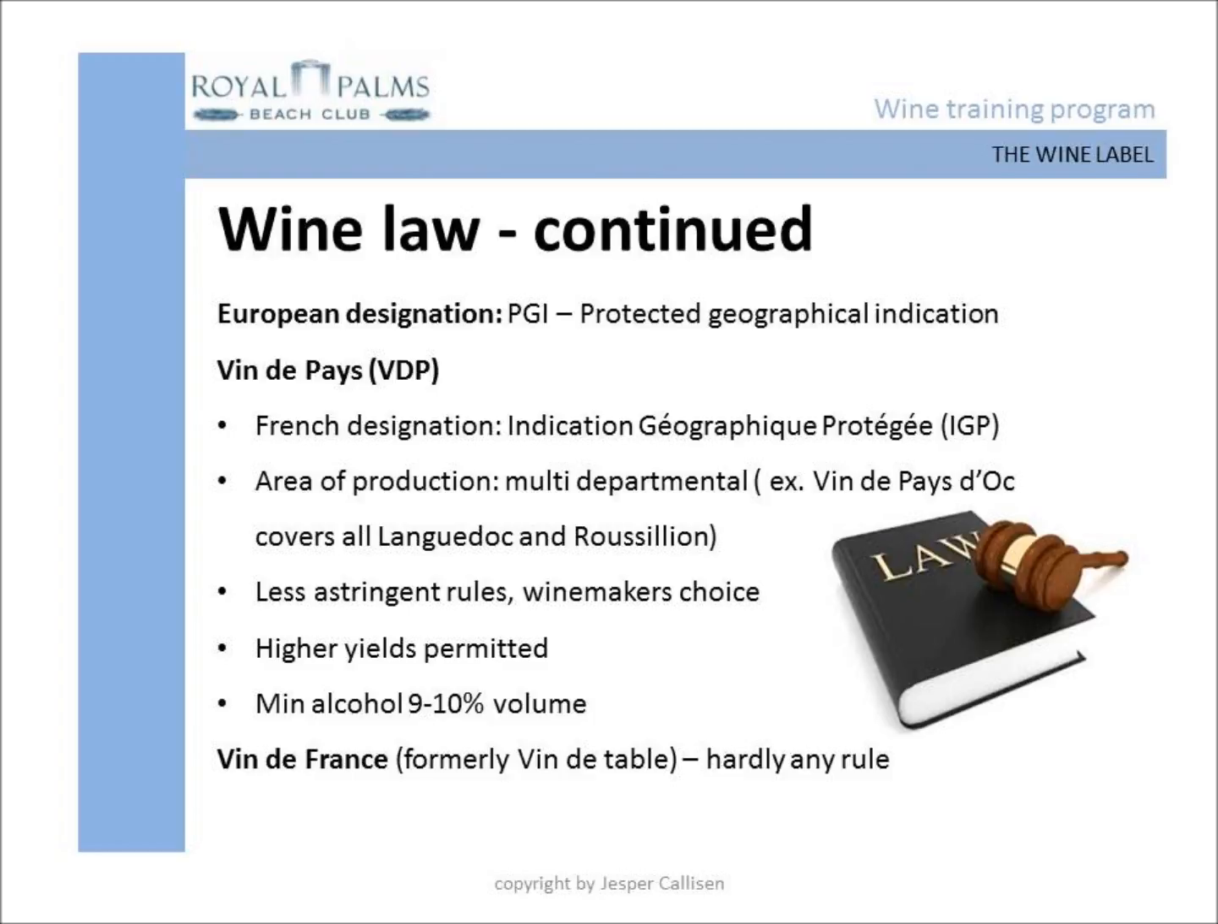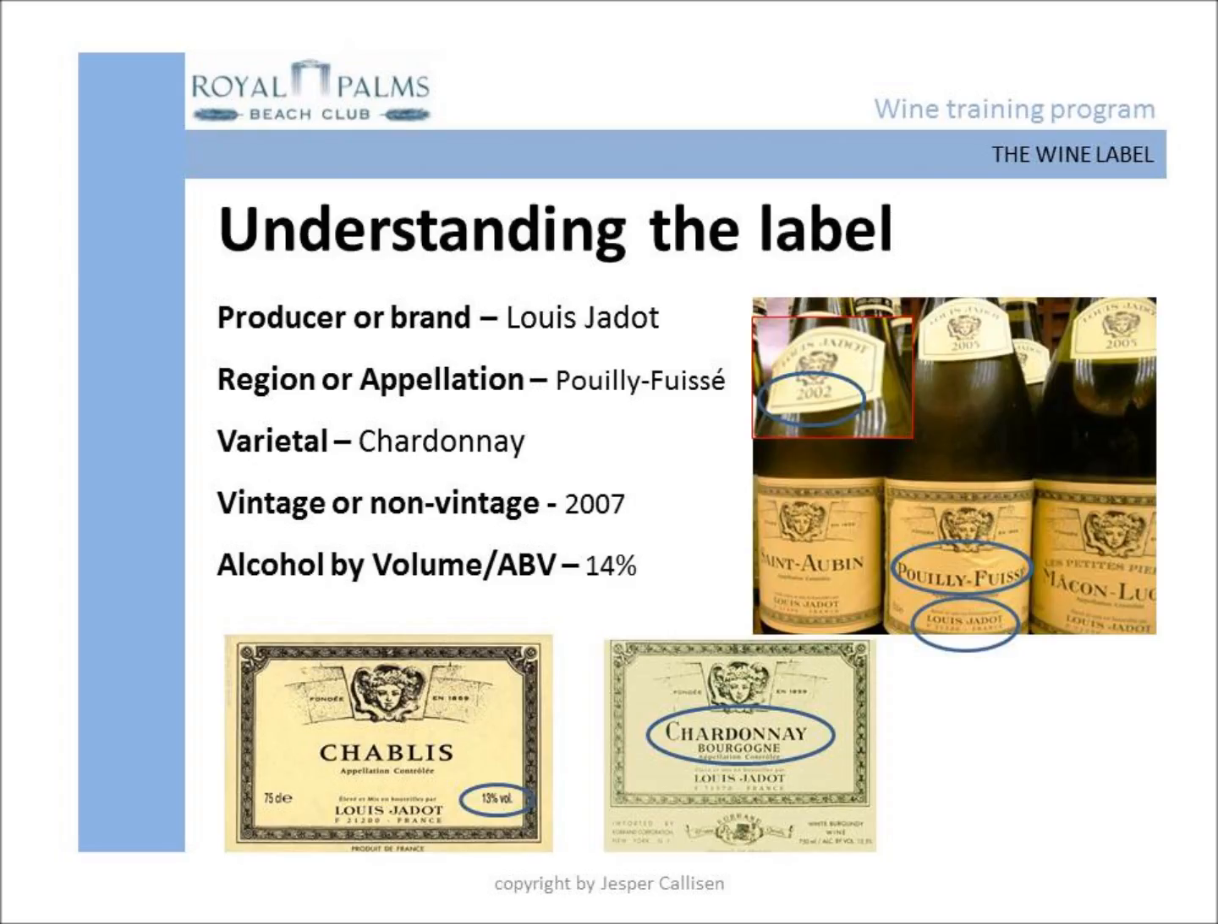They are simply allowed to state which country they are made in, and as such can be blends of wine from all over a country. When looking at a wine label, several types of information must always be there. The producer's name or brand, such as Louis Jadot.